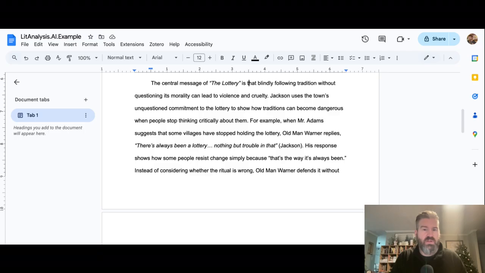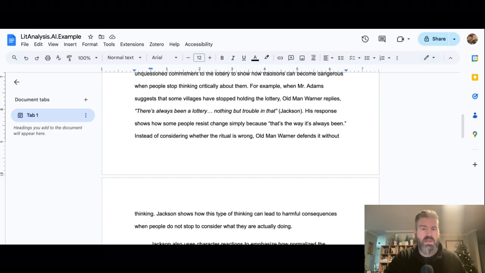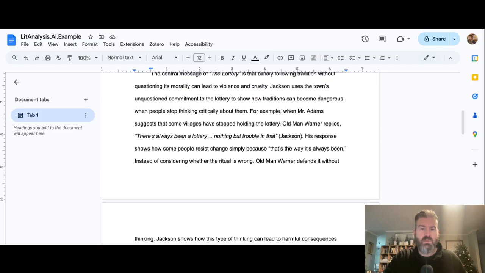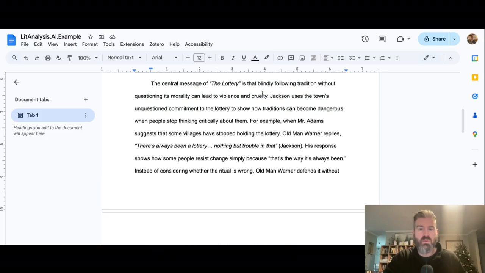For example, when Mr. Adams suggests that some villagers have stopped holding the lottery, Old Man Warner replies, quote, "There has always been a lottery, nothing but trouble in that," Jackson. His response shows that some people resist change simply because, quote, that's the way it's always been, instead of considering whether the ritual is wrong. Old Man Warner defends it without thinking. Jackson shows how this type of thinking can lead to harmful consequences when people do not stop to consider what they're actually doing. Okay, we've got a couple issues here that I wish would have been addressed.